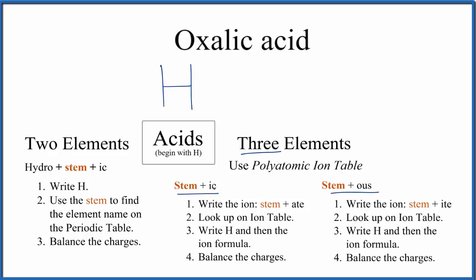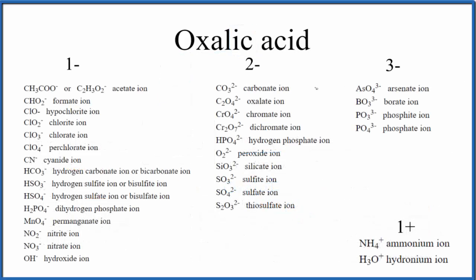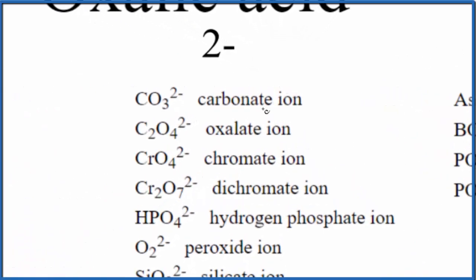If we have a stem plus ic, we use these rules. Stem plus ous, we use these rules. Oxalic, so we have the ic, and we're going to use these rules here. So we write the stem, that's the OXAL, and then instead of ic, we have ate, A-T-E. So we end up with the oxalate ion, and we can look that up on a table of polyatomic ions if we don't have it memorized. So we're looking for the oxalate ion, not here, and right here.